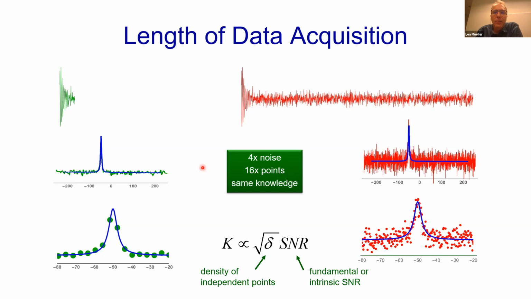In fact, the general result is that the knowledge of any of those spectral parameters is simply proportional to the signal to noise ratio times the density of the independent points in the frequency domain. Now we do have to be careful. I need to say this is the fundamental or intrinsic signal to noise ratio, not the apparent signal to noise ratio that you can change by, say, apodization.